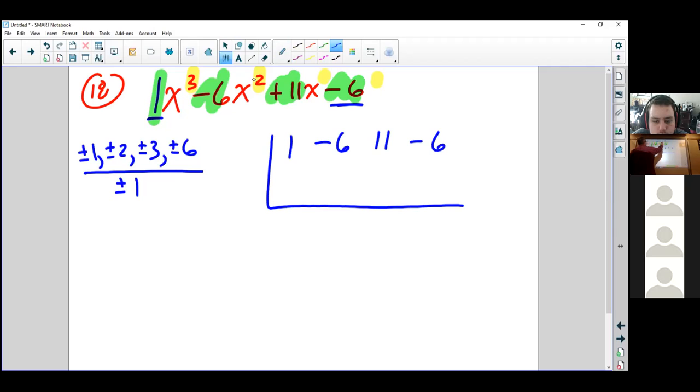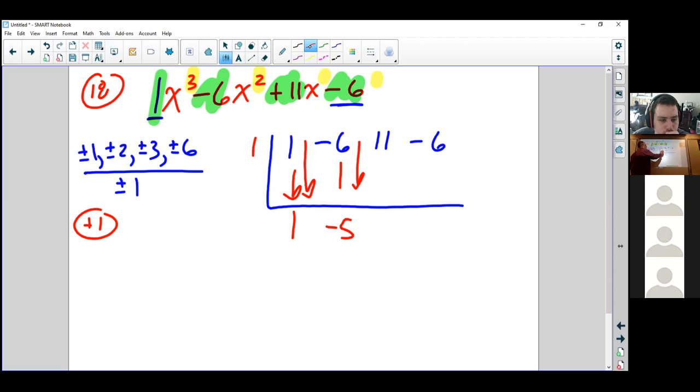So let's see if we can start doing it. We have to start someplace. So let's start with positive 1. Okay, let's see if that works. Bring that straight down. 1. 1 times 1 is 1. That's going to give me negative 5. Negative 5 times that is negative 5. Add straight down, that gives me a 6. 6 times 1 is 6. Add straight down, I get a 0.